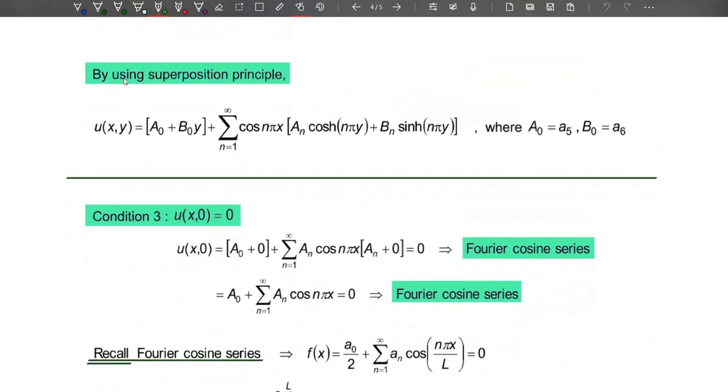By using the superposition principle, we will have U_S(Y) equal to A0 plus B0Y. Whatever we have gotten earlier, the A5 and A6, would be this one. We need to add it at the front. So A0 plus B0Y, where A0 equal to A5 and B0 equal to A6, plus the summation of the earlier U_S(Y) that we have obtained when C2 equal to 0. You just need to write everything here.